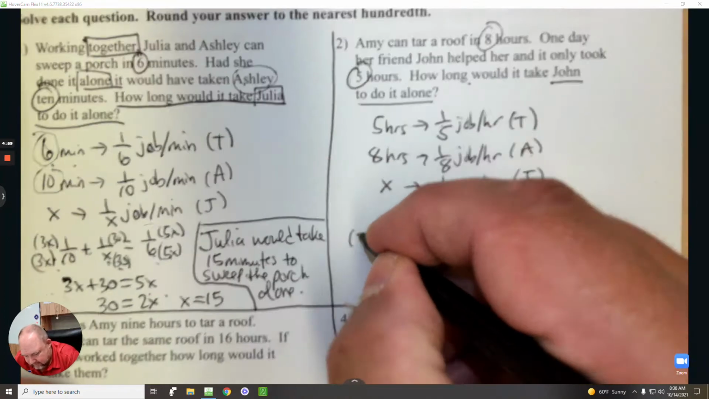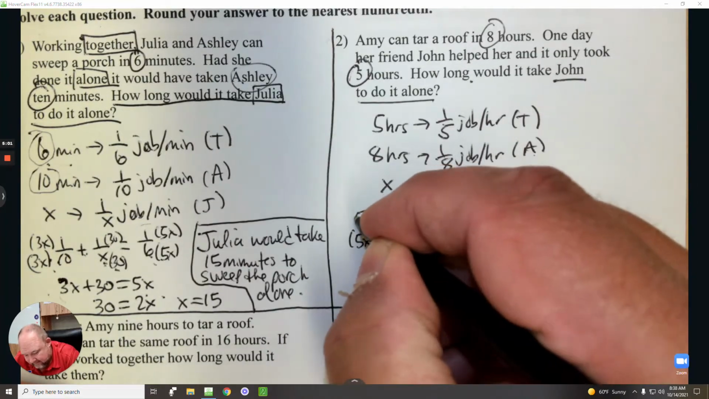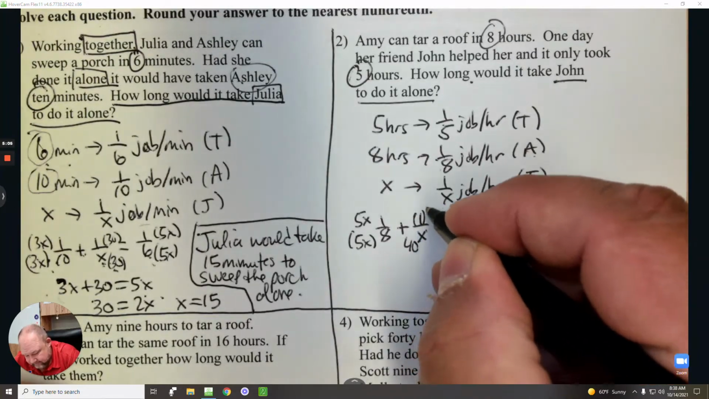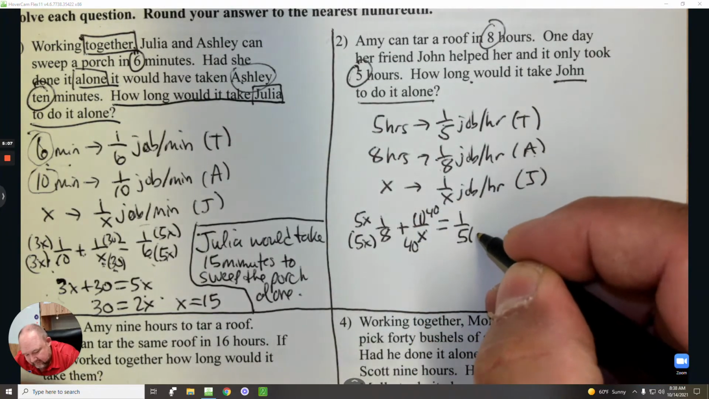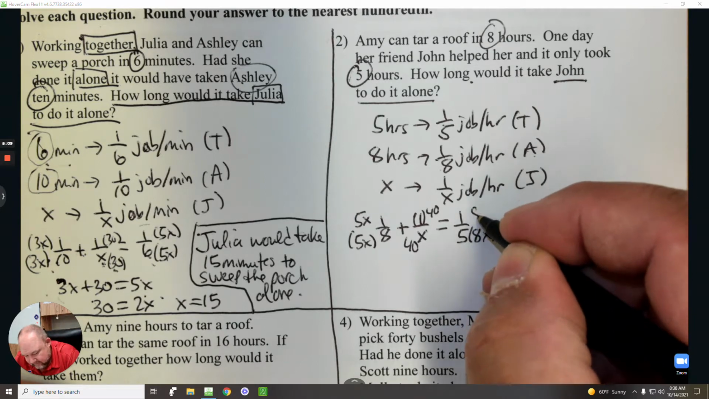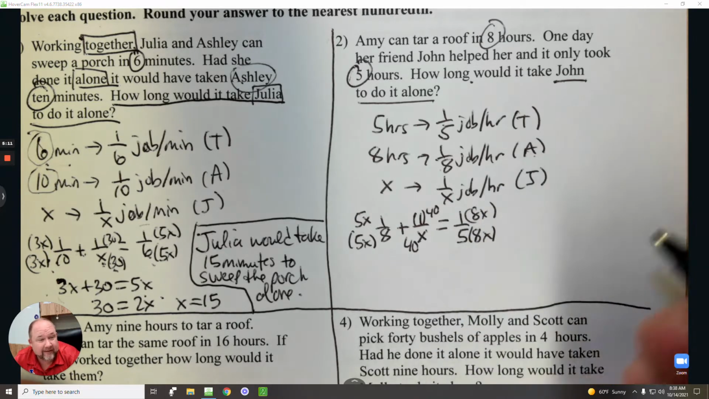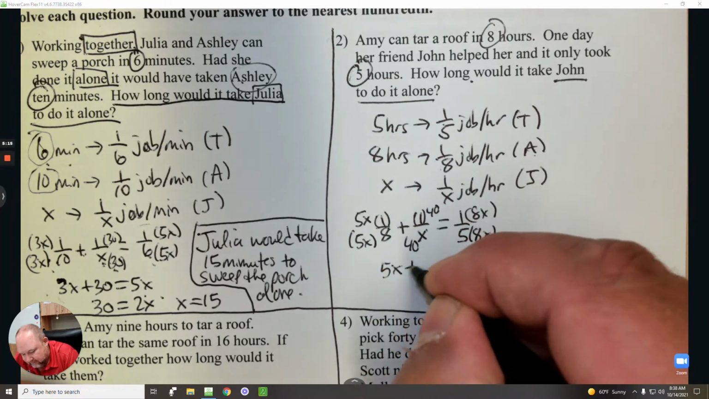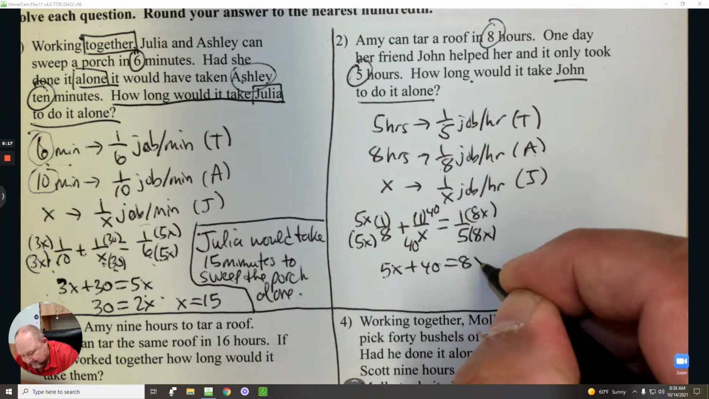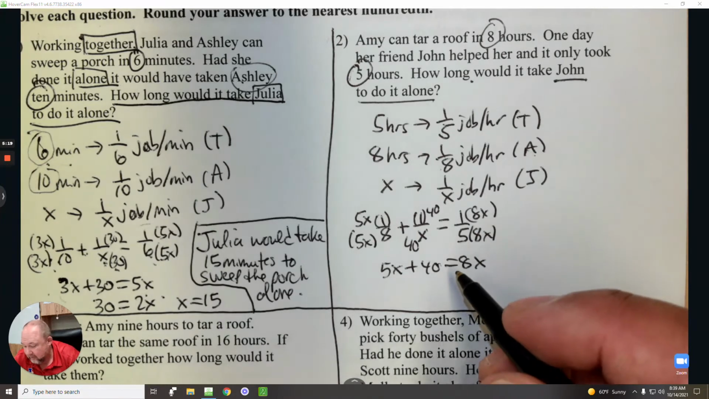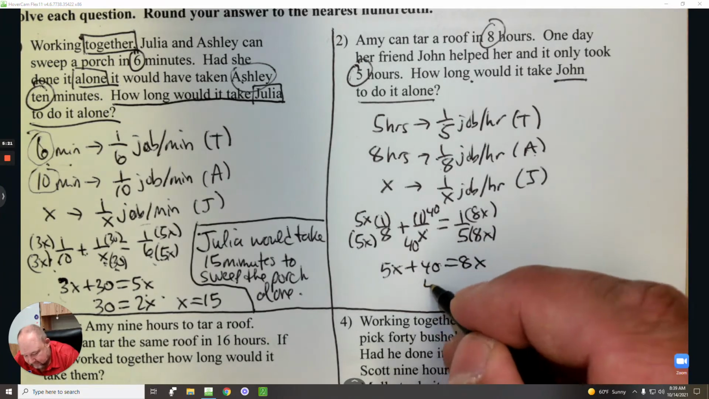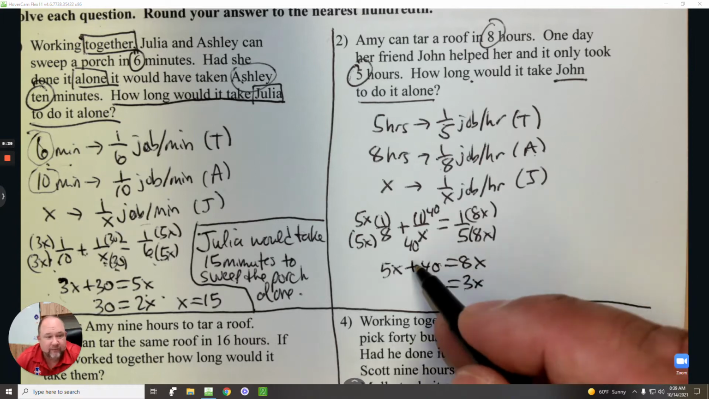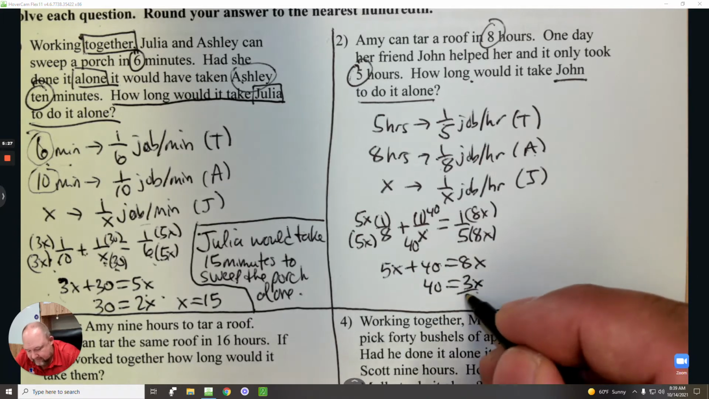So 8 and 5 go into 40, but we also need an x. So 5x will make that 40x. This needs to be 40, and the last one needs to be 8x, so that we have common denominators. Now, only the numerators, so that's 5x plus 40 equals 8x, and then solve it. So we're going to subtract 5x. So 8 subtract 5 is 3x, then divide by 3.